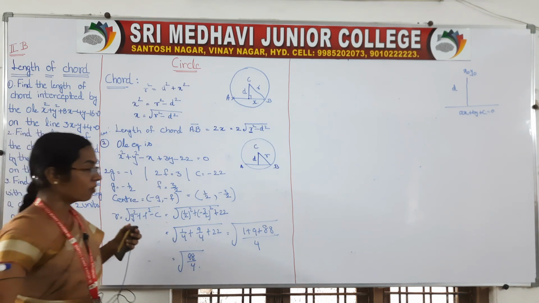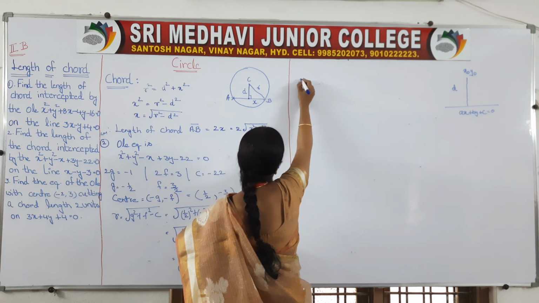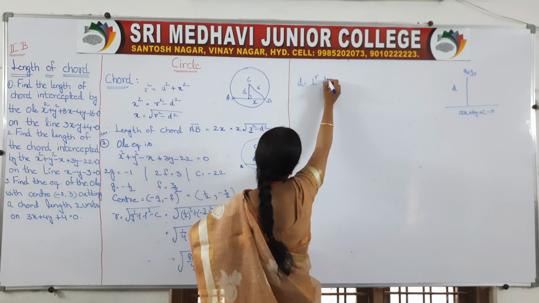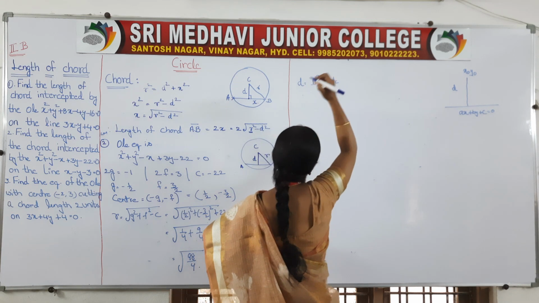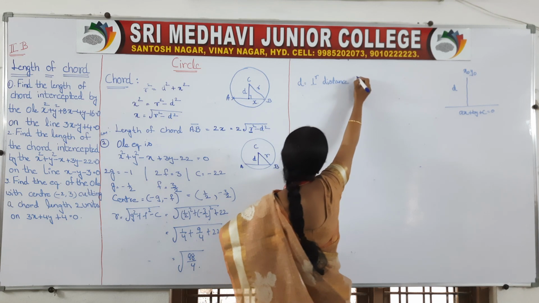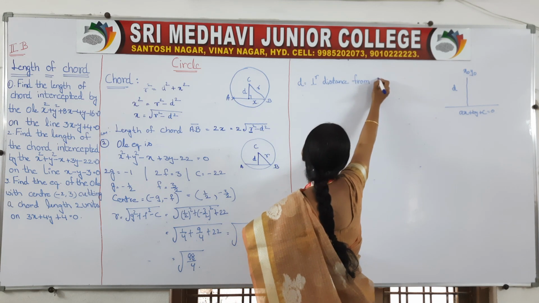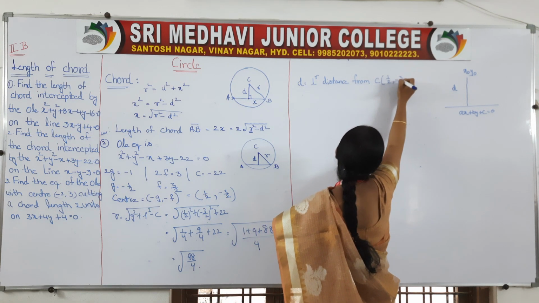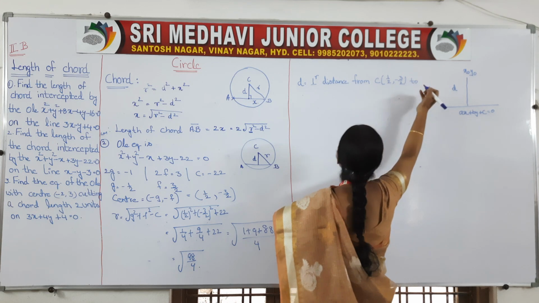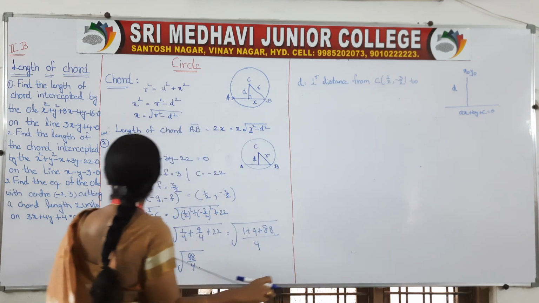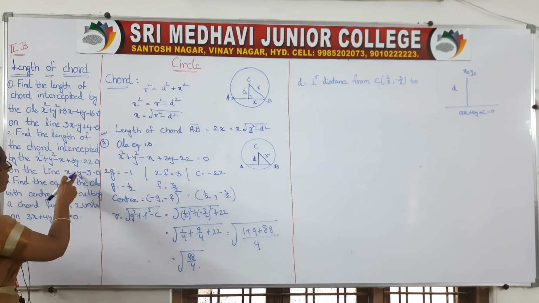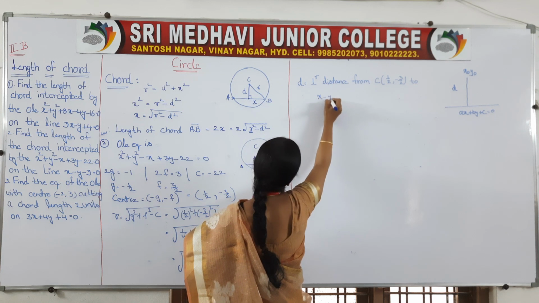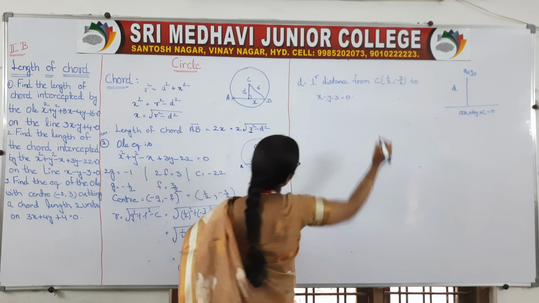Once we get R, we have to find D. What is D? D is equal to the perpendicular distance from the center, right? Distance from the center. What is the center? See here, we got 1 by 2, minus 3 by 2, to the line. To which line? The line equation is given to us. It is x minus y minus 3 is equal to 0.